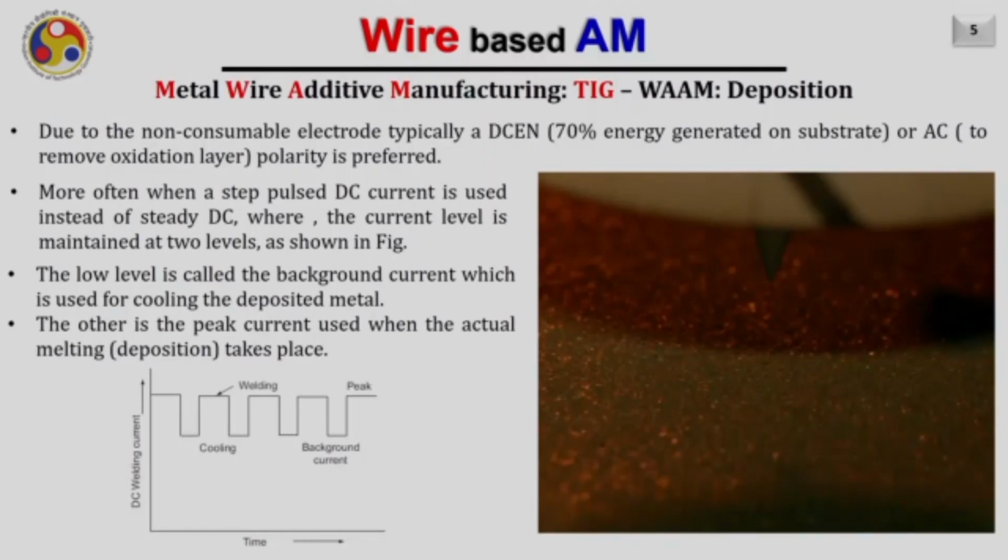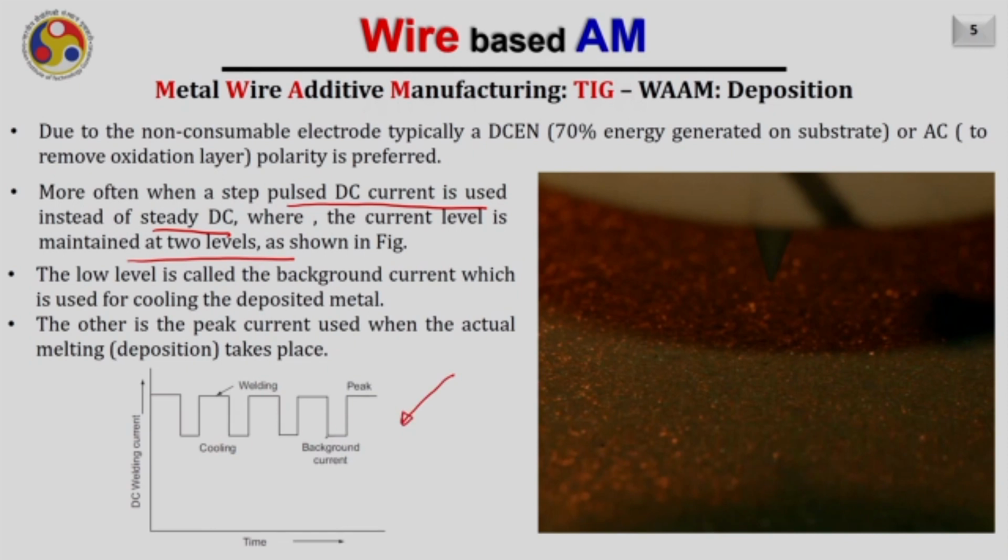So in the half circle, the oxide layer breaks, and in the other half circle the material is deposited. So in AC polarity we can deposit the material while dealing with aluminium-like materials. Also, more often a step pulse DC current is used instead of just steady DC, where the current level is maintained at two levels as shown in this figure.